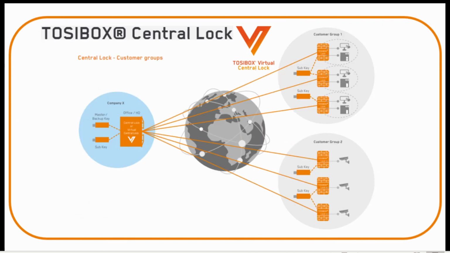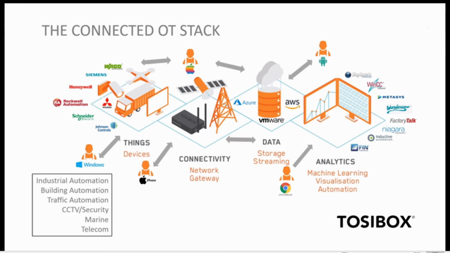Let's look at another application. Say you have a machine builder and he has several customers. Well, you can logically group your locks into customer groups. So you can have customer A, customer B, and you can logically manage your customer base through the central lock. So no matter where you are connected in the OT stack, TOSIBOX allows you to connect your operational technology devices safe and secure. So where are you in the operational technology stack?